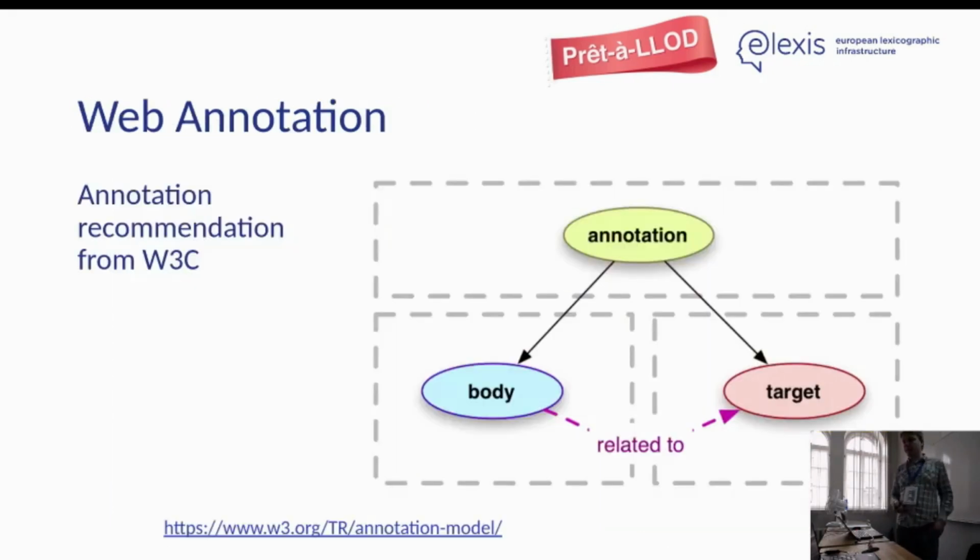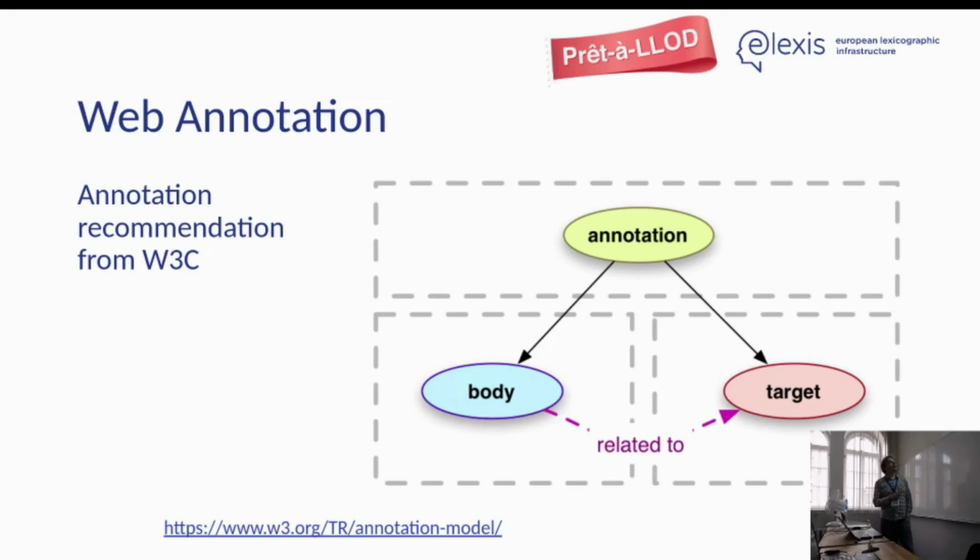The standardized method from W3C for doing this is called the web annotation model. At its core, the idea of the web annotation model is that you have an annotation, so we can name and give a URL to our annotation. And this consists of two things.